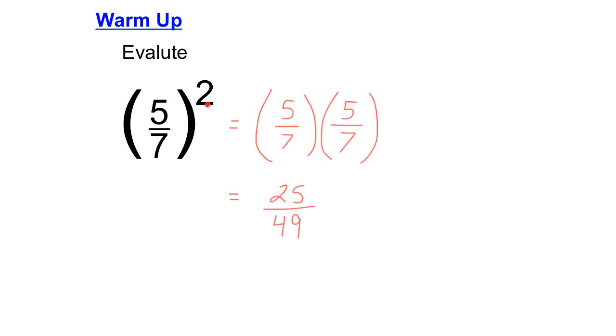So you just have to remember what an exponent means. An exponent means that's how many times you're multiplying this by itself. So if we have an exponent of 2, it means 5 over 7 is multiplied by itself 2 times. When you're multiplying fractions, the numerator multiplied by the numerator gets you the new numerator. The denominator multiplied by the denominator gets you the new denominator. So our answer is 25 over 49.